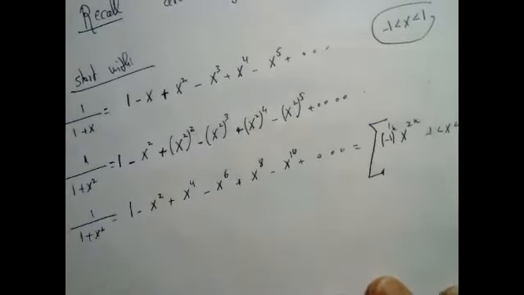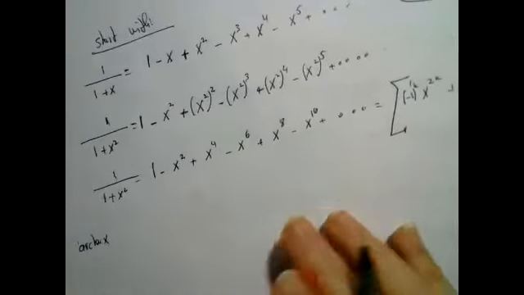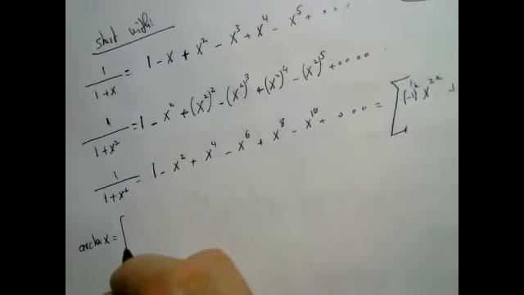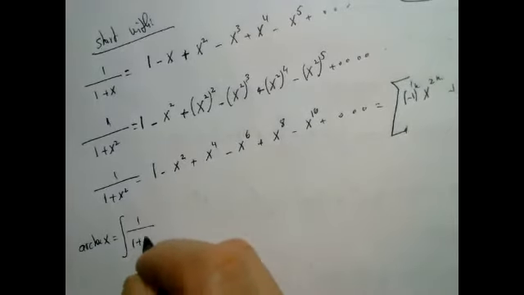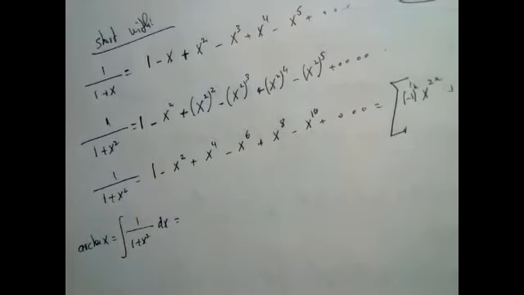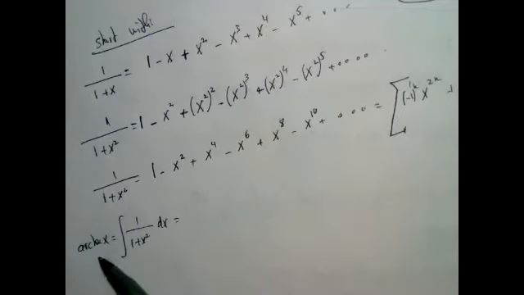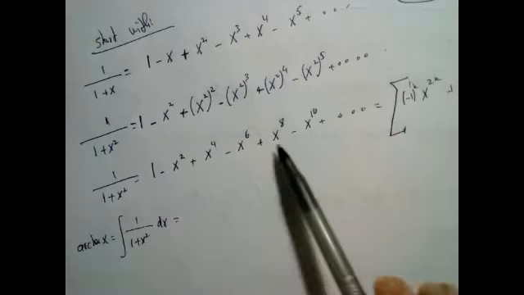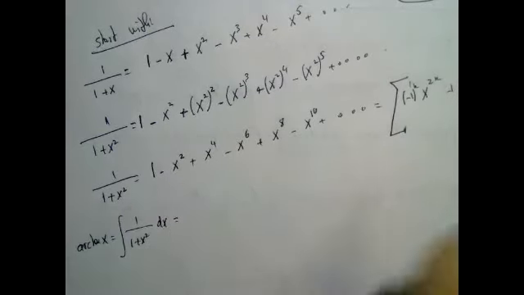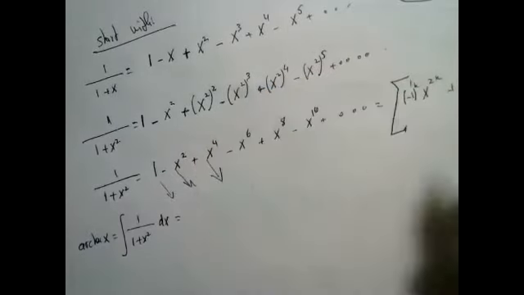Now I need the antiderivative. I need arctangent. What's arctangent x? It's the antiderivative of 1 over 1 plus x squared dx. And now that's the idea. If I know the power series of 1 over 1 plus x squared, the power series of its antiderivative is the term by term integration. It means basically I'm going to integrate every term by itself. Every term is going to be integrated.